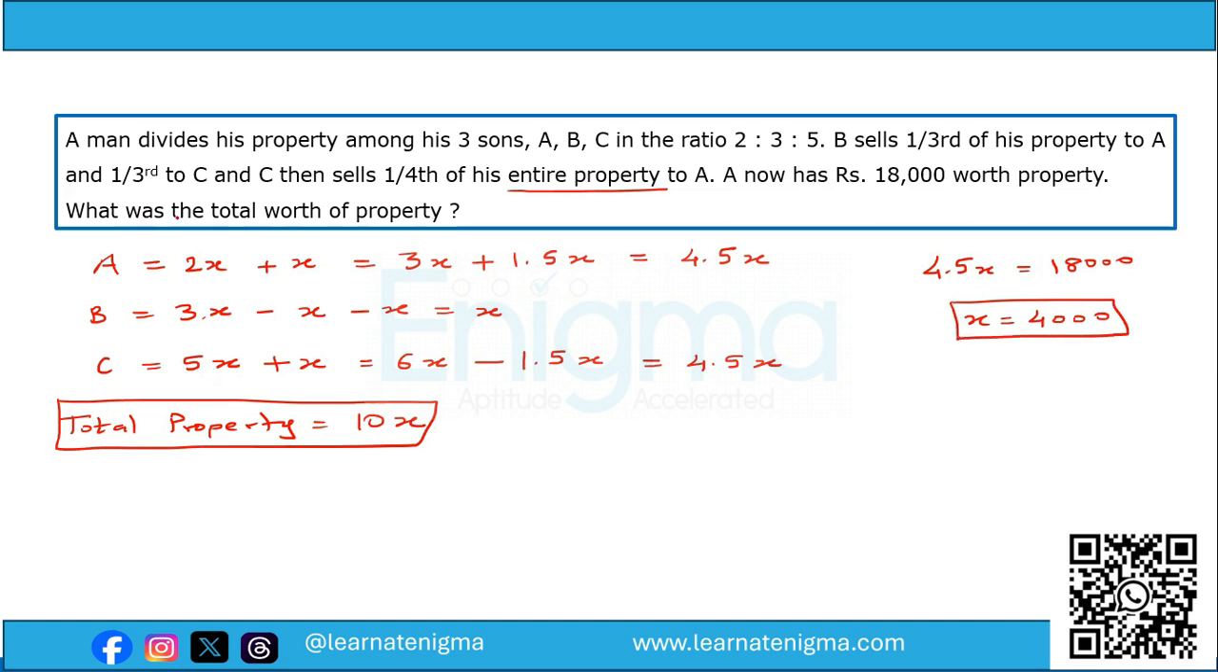Now we want to find the worth of the total property. Total property is 10x. So therefore x value is 4,000. So we can substitute it: 10 into 4,000. So the answer comes as 40,000.